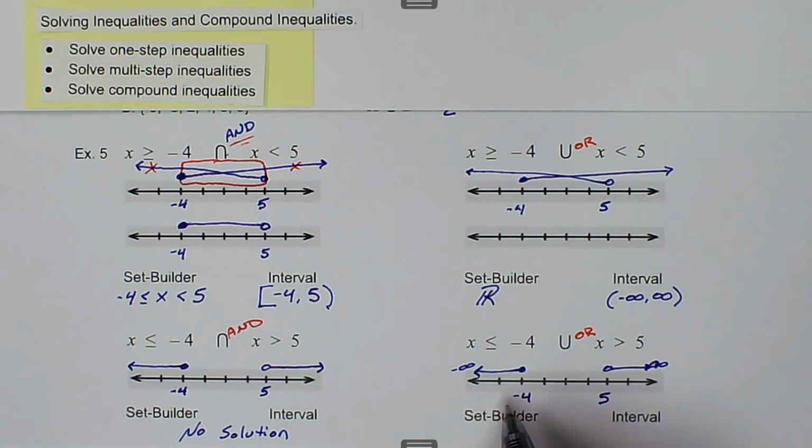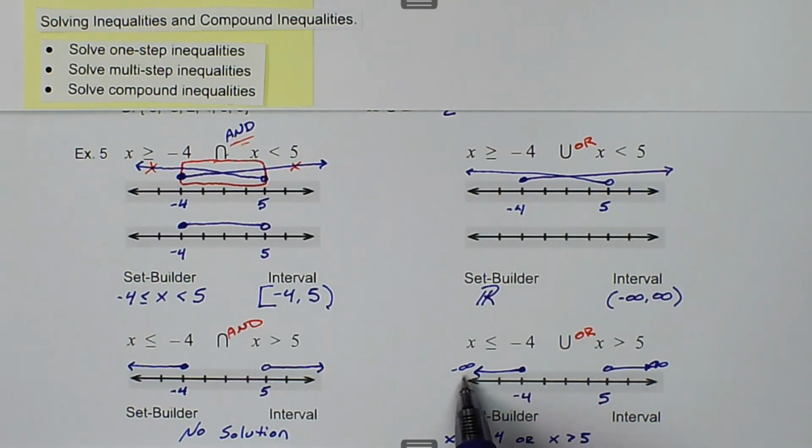So we can say x is less than or equal to -4, because we have a closed dot, or it could also be x is greater than 5. We say greater than 5 because there's an open dot there, so it's not included. So that's the set builder notation way to write it.